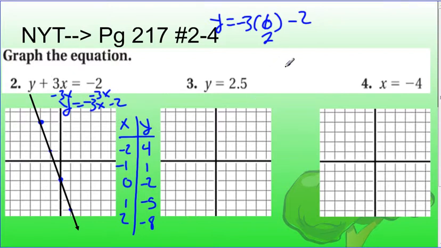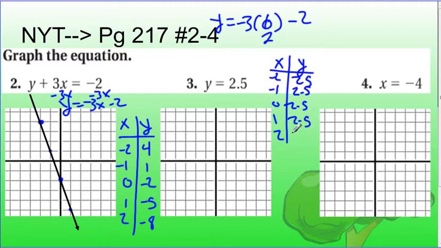Number 3, XY table. Now, we don't have to solve this. The y is already by itself. And so we pick some numbers, -2, -1, 0, 1, 2. It says y is 2.5. No matter what we plug in for x, the y value is 2.5. So 2.5, 2.5, 2.5, 2.5, 2.5.